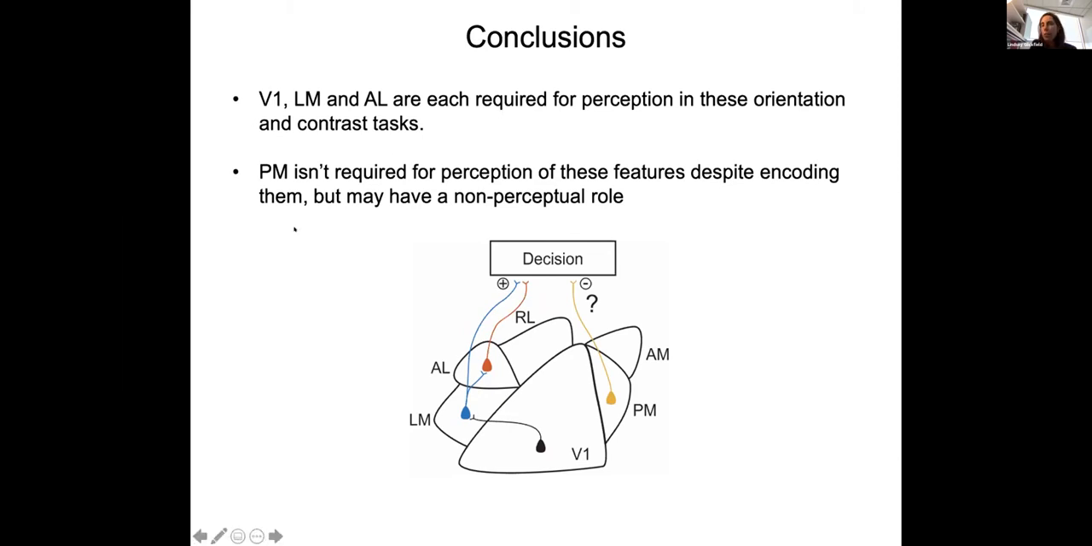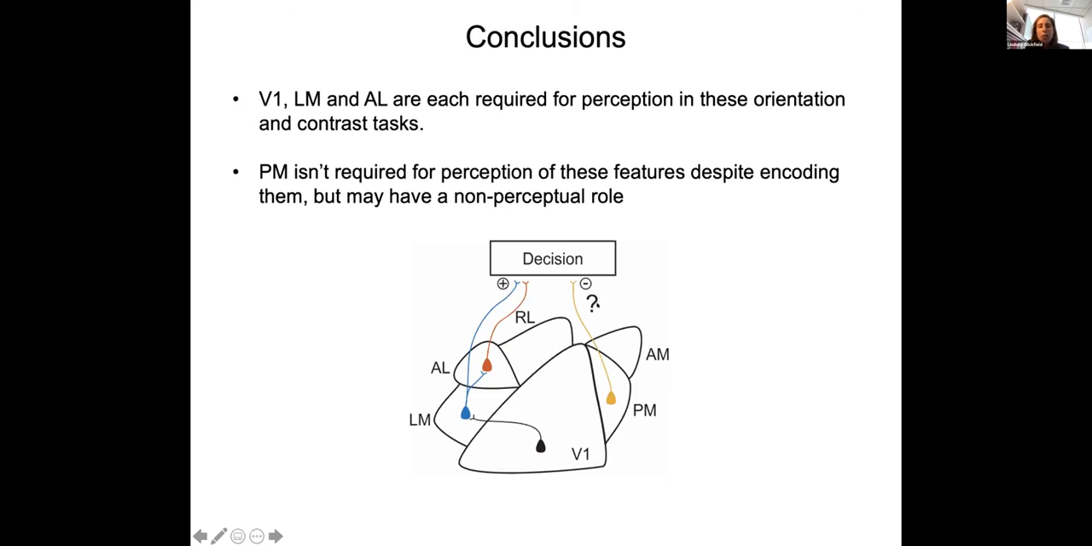In contrast, it doesn't seem like PM is actually required for any perception of any of these features, despite encoding all of them, which I think is kind of an interesting idea that potentially suggests that there might be some suboptimality to this behavior, and that it's not taking advantage of information that it could be.